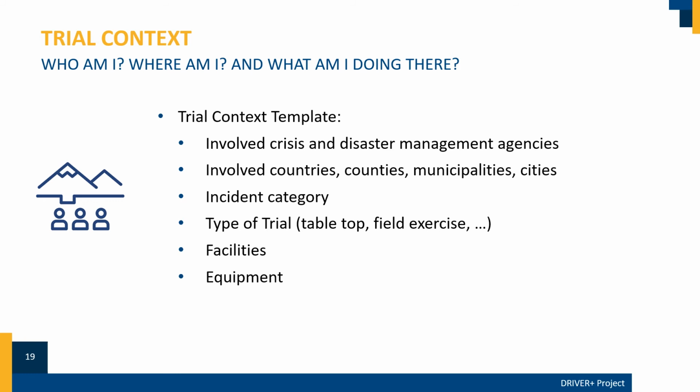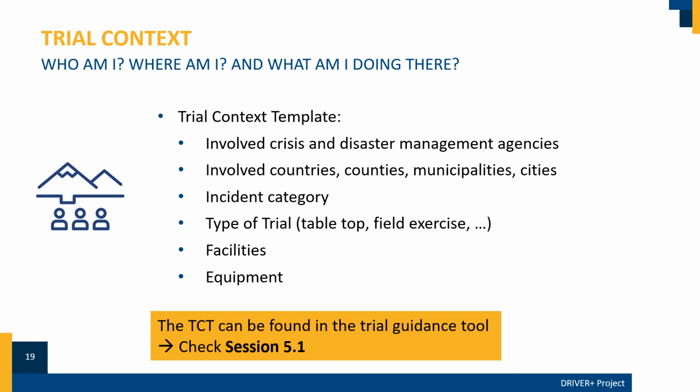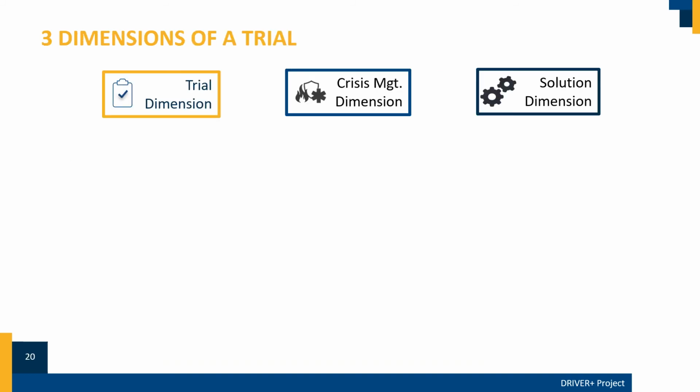Start your brainstorming with the bullet points listed above. For more guidance and inspiration, you can use the trial context template. Here, you have to fill in the involved crisis and disaster management agencies, the involved countries, counties, municipalities, cities, the incident category, the type of trial you have in mind, like a tabletop setting or a field exercise, the facilities and equipment you need for this, and many more. You can find the trial context template in the Trial Guidance tool, which is also provided in the e-learning material. And take a look at session 5.1 to learn more about the Trial Guidance tool.